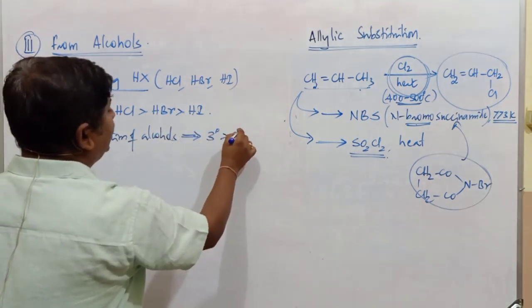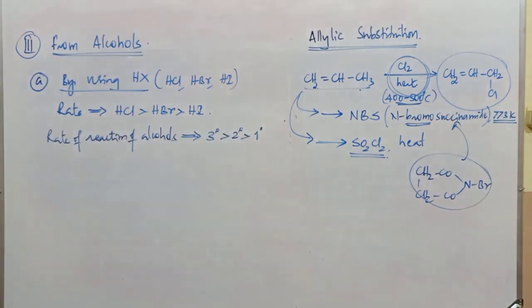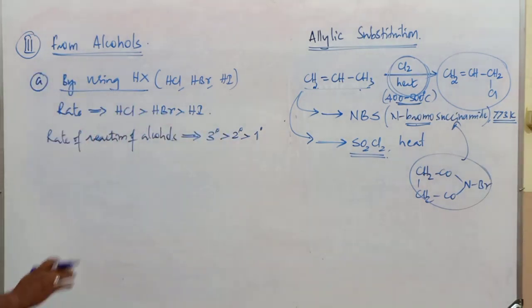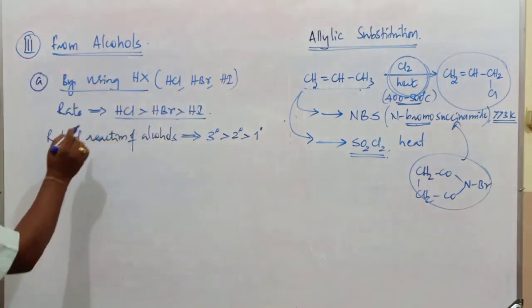Tertiary is more reactive than secondary, and secondary is more reactive than primary alcohols. I'll give some examples for this reactivity order in the case of hydrogen halides also. First one, by using HX.